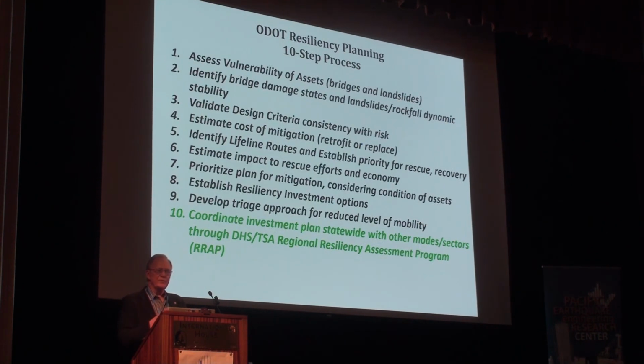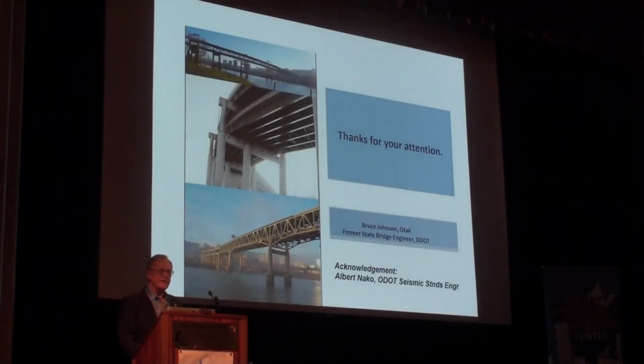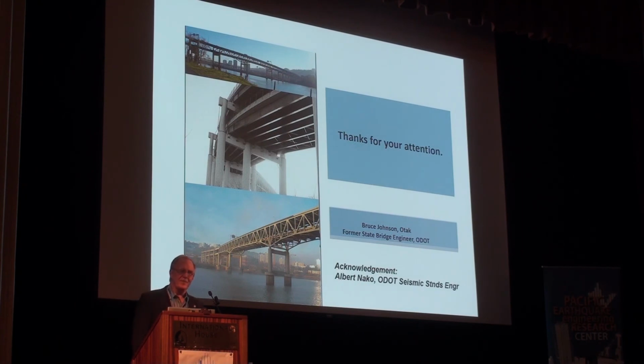So that if we fix the roads, we'll be able to get to a place where people can find shelter and supplies and water, wastewater, and liquid fuel. These are the big issues that we have to deal with. And the only way we think we can effectively do that is to work together. The TSA and Department of Homeland Security are currently working in Oregon on the RRAP program. I don't know if you know Regional Resiliency Assessment Program, but they're bringing all the assets together. And we hope that through that process, we will accomplish that last item, number 10, and improve the effectiveness of our investment strategy.